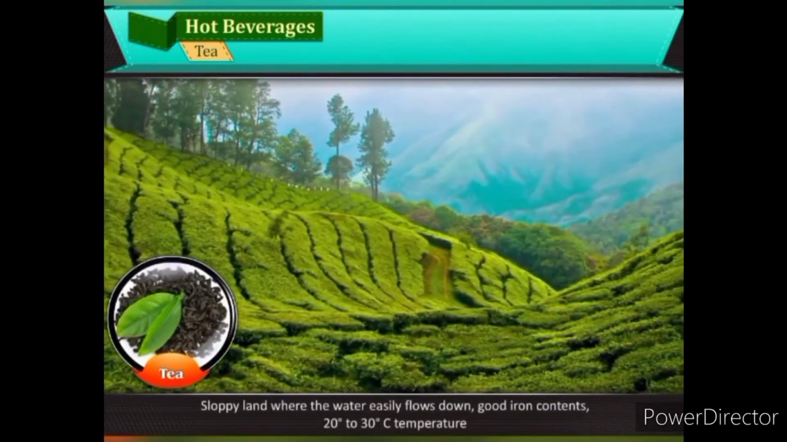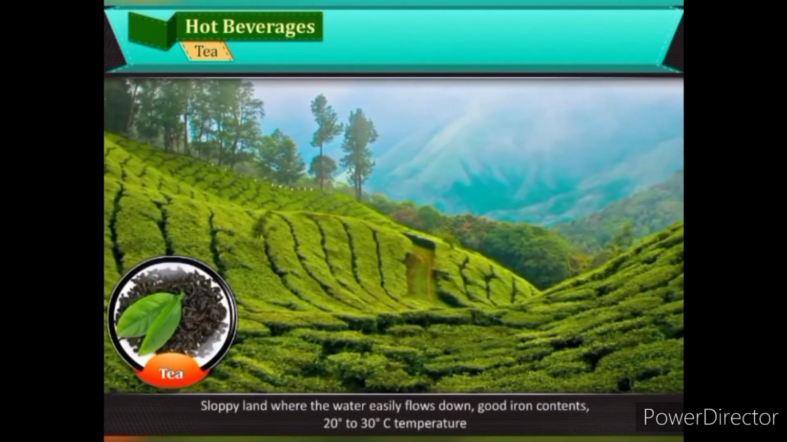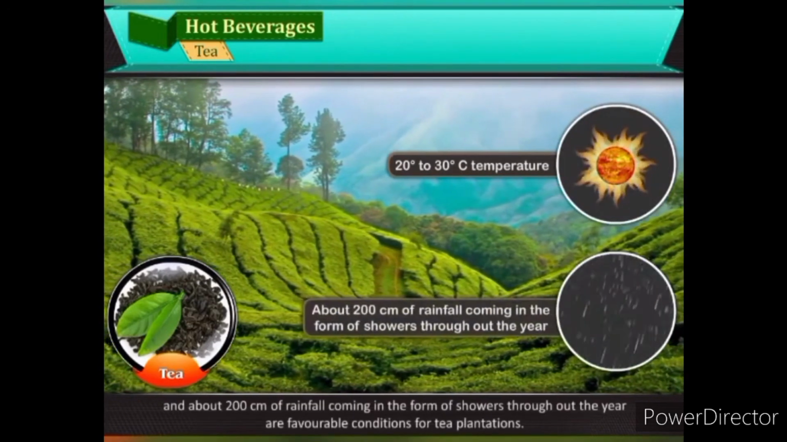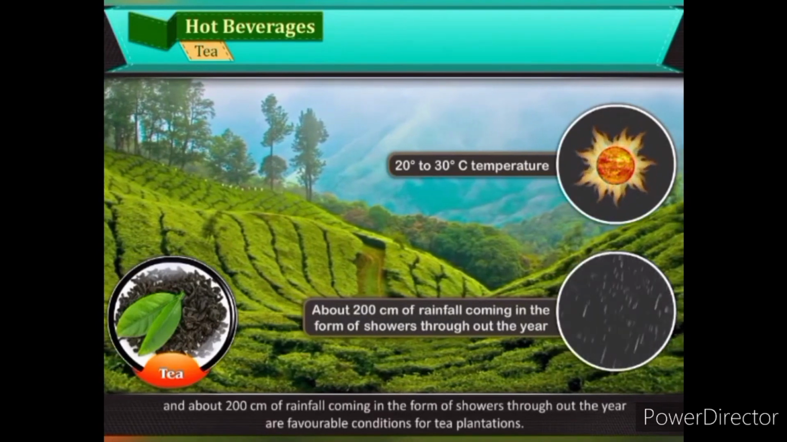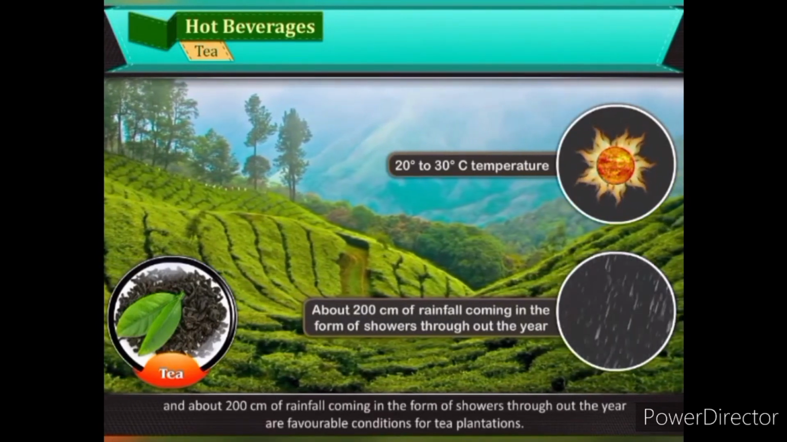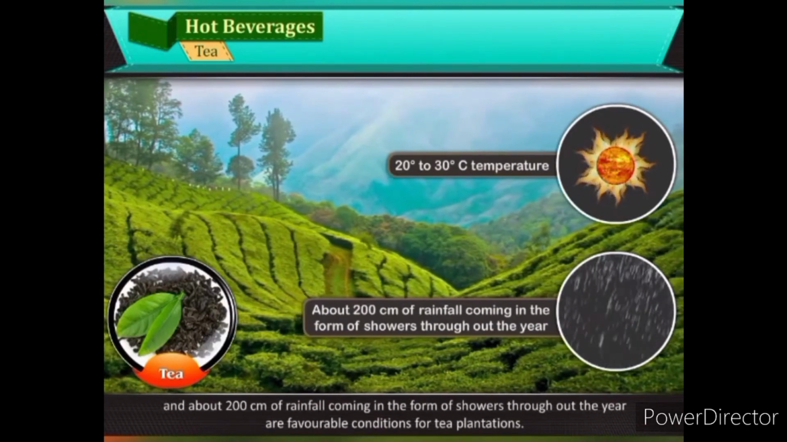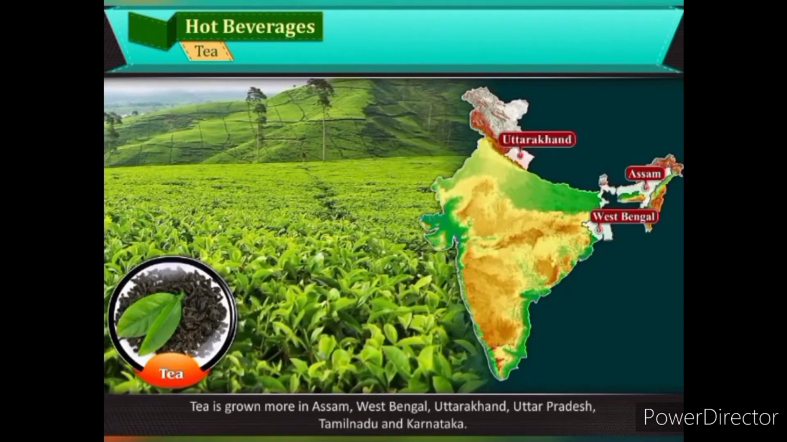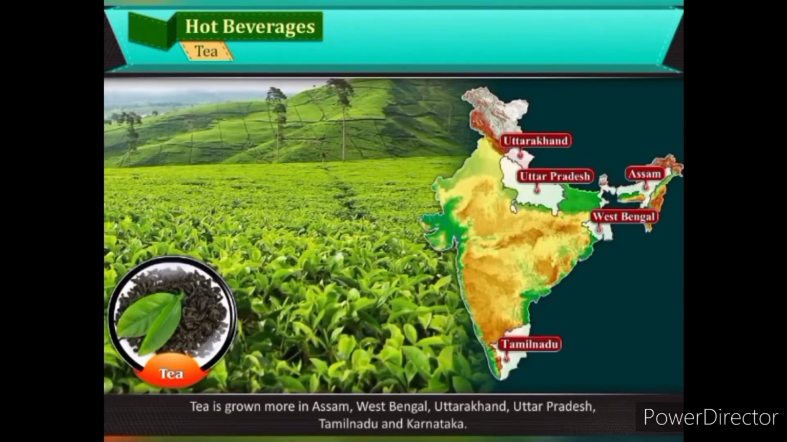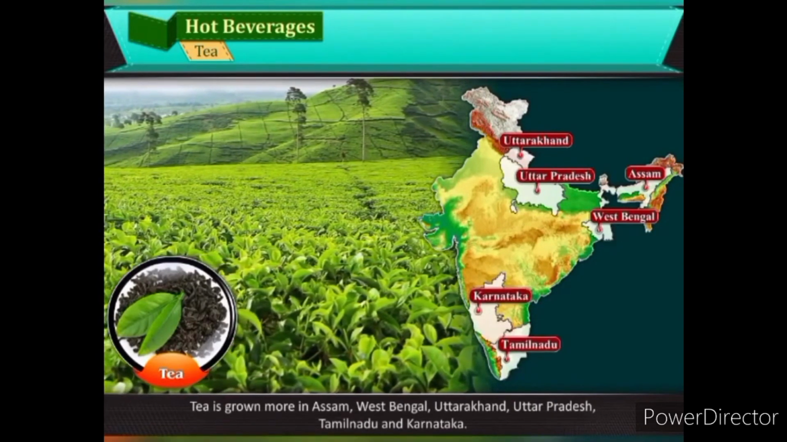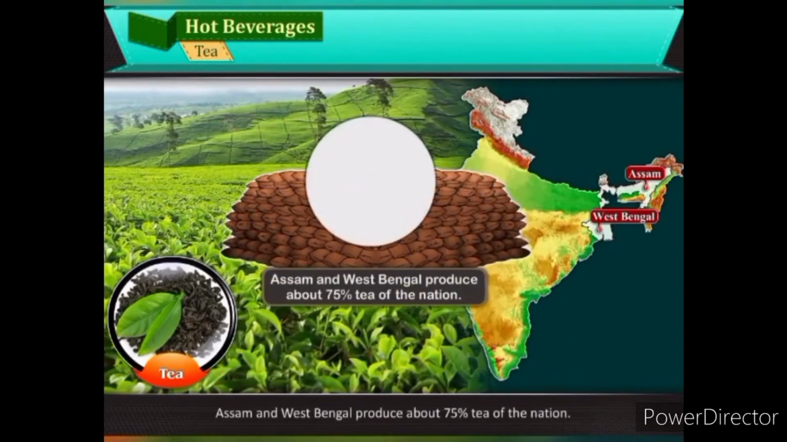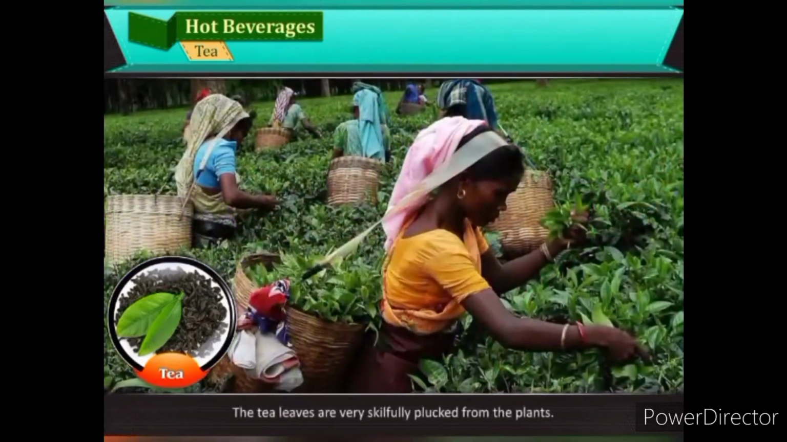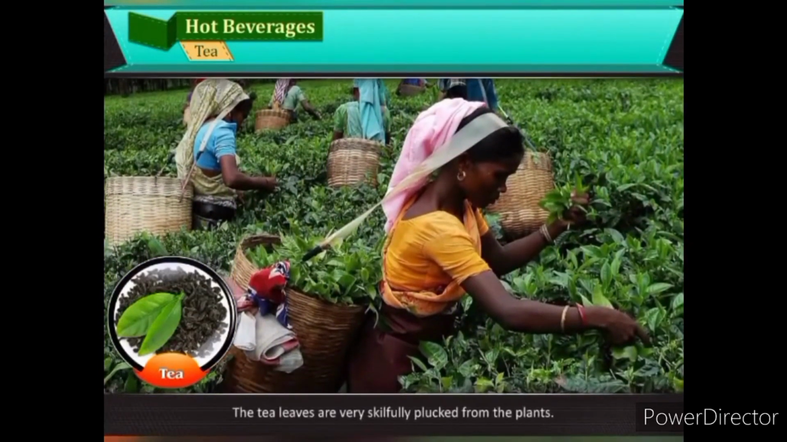Slopy land where the water easily flows down, good iron contents, 20 to 30 degrees Celsius temperature and about 200 centimeter of rainfall coming in the form of showers throughout the year are favorable conditions for tea plantations. Tea is grown more in Assam, West Bengal, Uttarakhand, Uttar Pradesh, Tamil Nadu and Karnataka. Assam and West Bengal produce 75% tea of the nation. The tea leaves are very skillfully plucked from the plants.